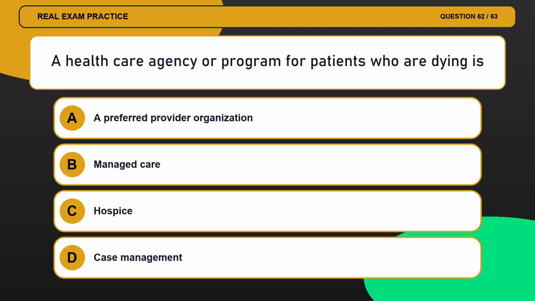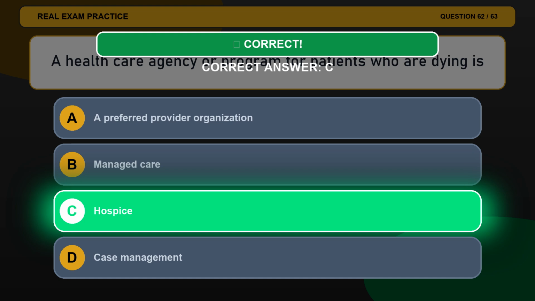Question 62. A healthcare agency or program for patients who are dying is: option A, a preferred provider organization, option B, managed care, option C, hospice, option D, case management. The correct answer is option C, hospice.